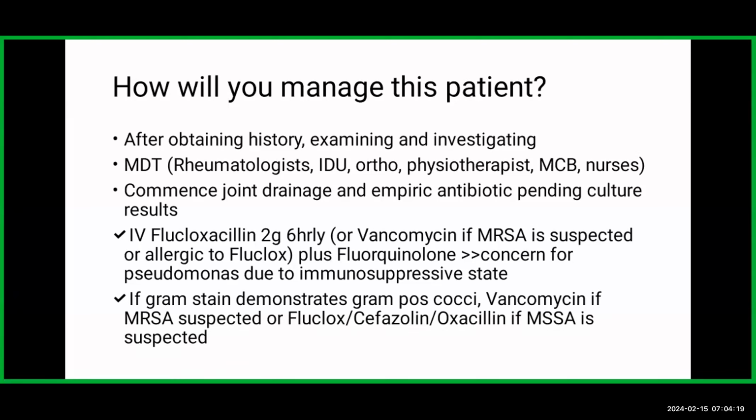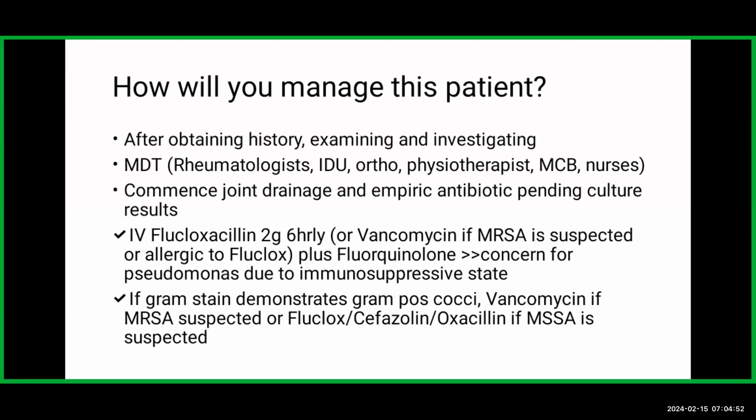Now, for these patients who have rheumatoid arthritis and have been on methotrexate and etanercept, it's an immunosuppressive state because even the medications she's on could cause immunosuppression. So I would have concern for gram negatives like Pseudomonas. So I could add a fluoroquinolone to the antibiotics. So if the initial gram stain demonstrates gram-positive foci, I'll suspect Staph aureus, which is the most common causative organism, and then place these patients on vancomycin, like I earlier said, for MRSA.